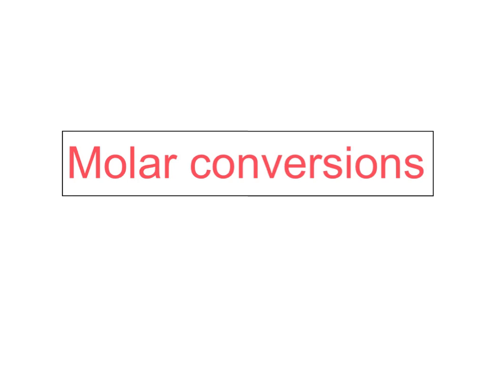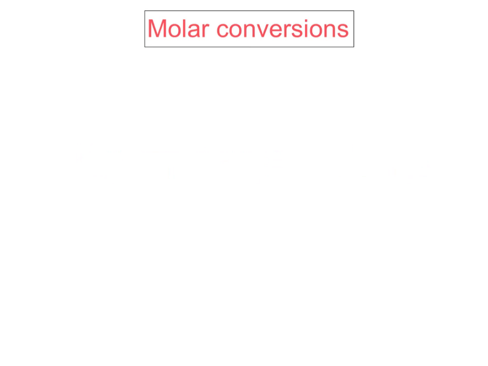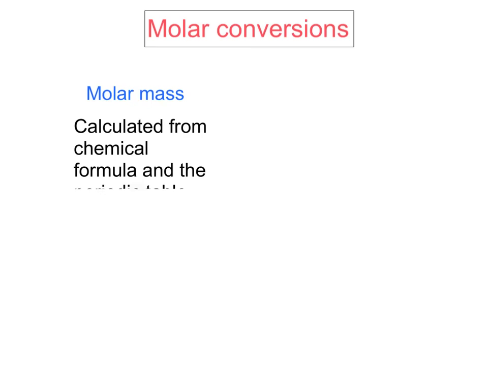So this video lecture will be on molar conversions. Molar conversions require two pieces of information that you have learned previously. The first are molar masses, and those are calculated from chemical formulas and using the periodic table. It has the units of grams per mole, and the equivalent statement can be written as 1 mole is equal to the mass of your chemical formula.